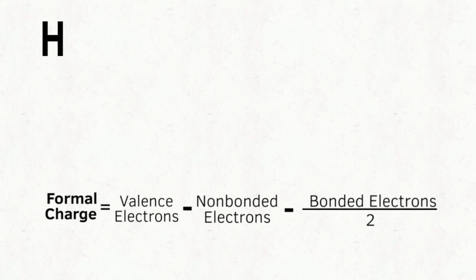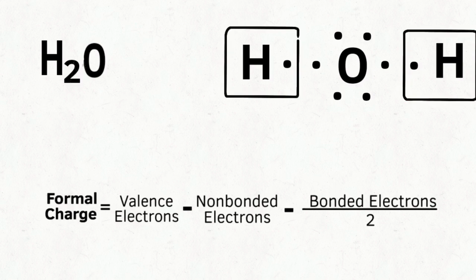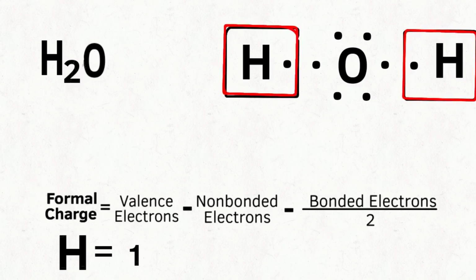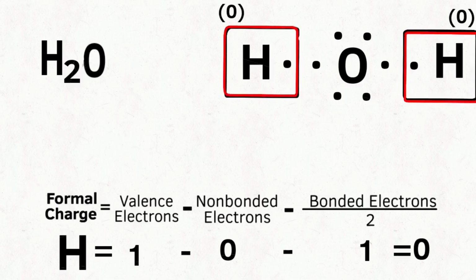For example, H2O, water. We will start with hydrogen. In the periodic table, hydrogen belongs in group 1, so it has a total of 1 valence electron. As you can see, there are no non-bonded electrons. Then, we have a total of 2 bonded electrons for hydrogen. But don't forget we only need half of the bonded electrons. 2 divided by 2 is 1, so we write 1. So we have 1 minus 0 minus 1. Hydrogen is a neutral element.